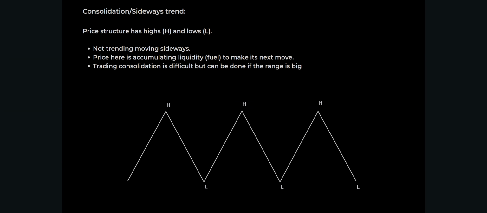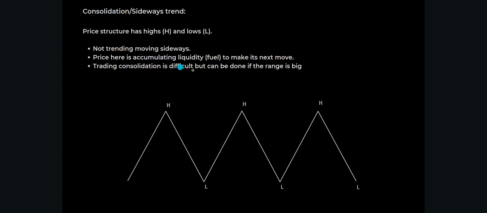Just like how a car moves from point A to point B, it's either on a bullish trend or on a bearish trend. The car has to stop at a gas station to fill up gas, right? And then make its next move. So you got to understand consolidation in the same way. Consolidation is a place where price is filling up gas to make its next move. Accumulating liquidity is something I'll get into deeper later in the course. But for now, you need to understand this is where price is grabbing gas to make its next move.